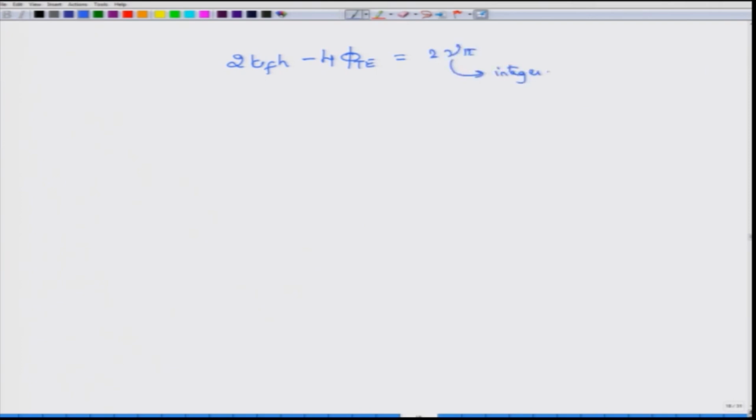So, this is the transverse resonance condition, which we will discuss in the next module, along with its importance and how it can be used to understand guided light propagation inside slab waveguides.